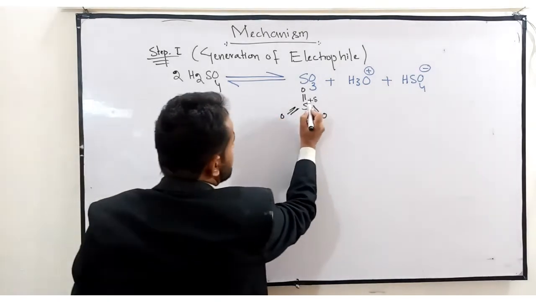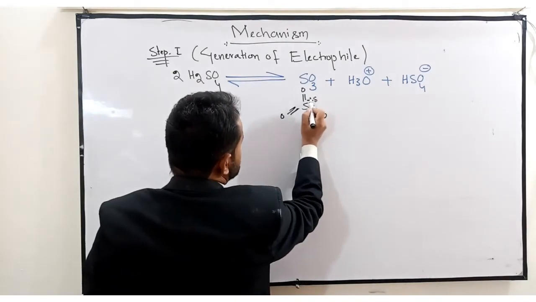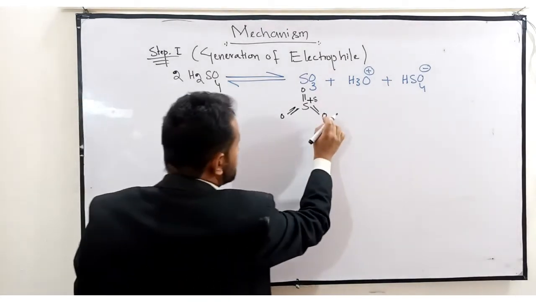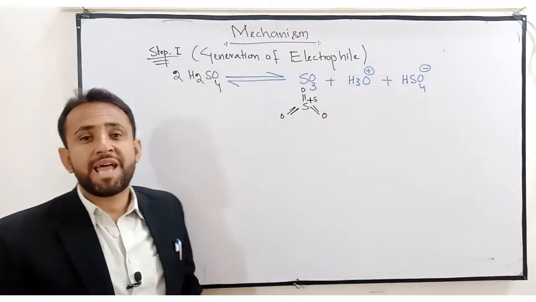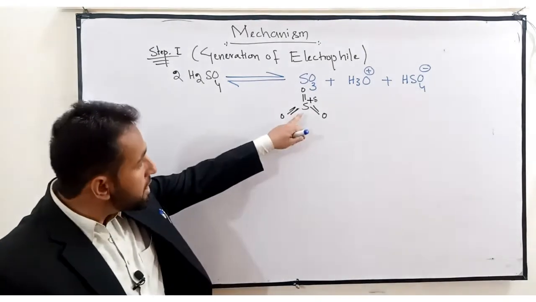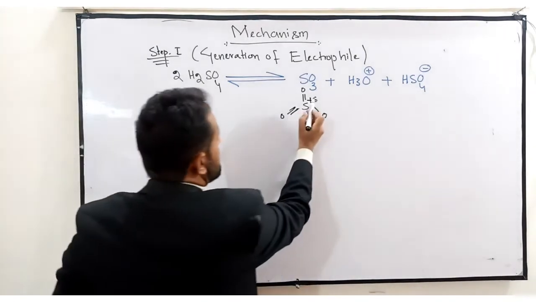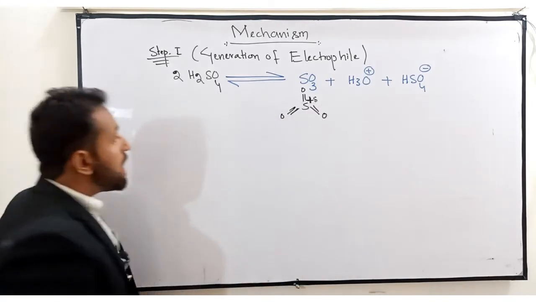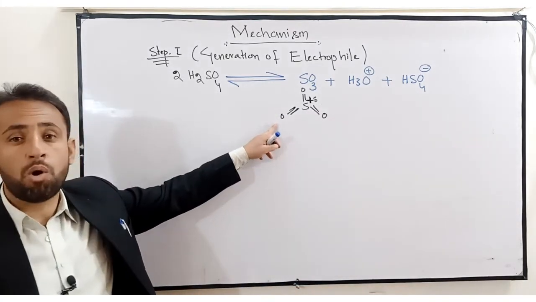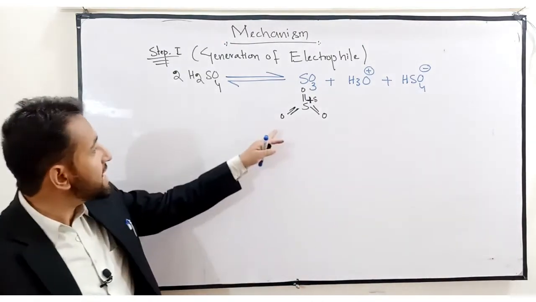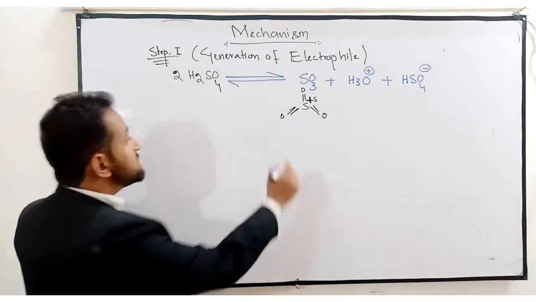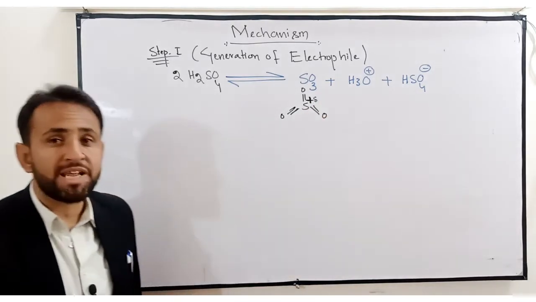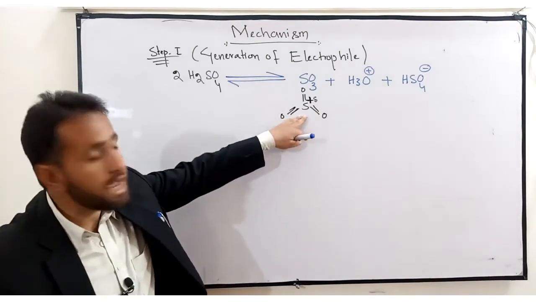It basically increases the partial positive charge of the sulfur atom more. On the other end, this oxygen atom also attracts the shared pair of electrons from the sulfur atom, which in turn becomes more partial positive. Why? Because three oxygen atoms, which are the most electronegative elements, attract the shared pair of electrons. That is why the sulfur becomes more partial positive in nature. That's why it becomes an electrophile.